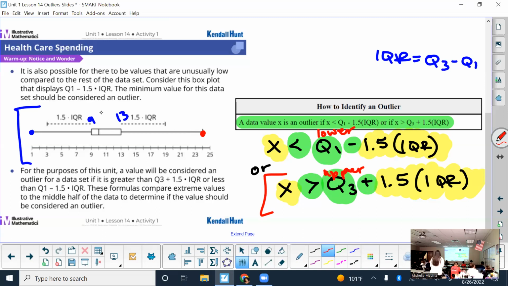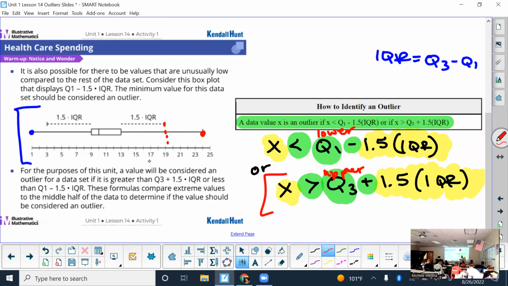All right, this is a good visual. I've never seen a visual representation like this, but in this situation, they did the 1.5 times the IQR. So like the spread of that box, they did 1.5 of it and measured out. So anything beyond this is an outlier.